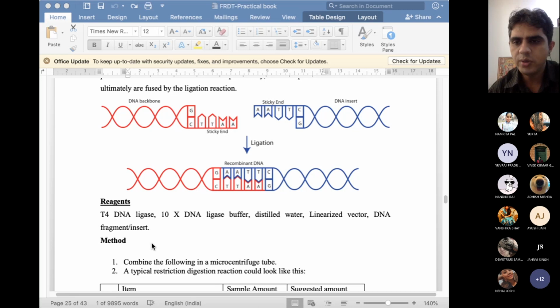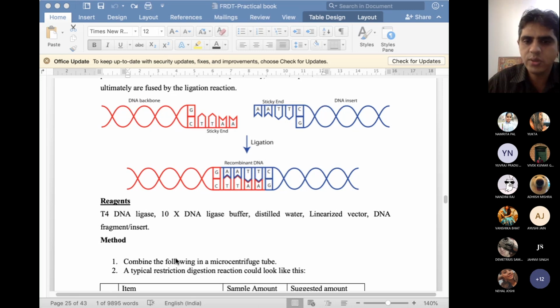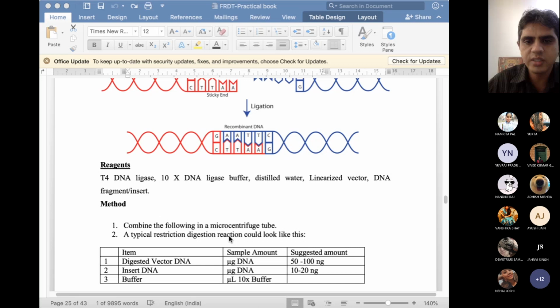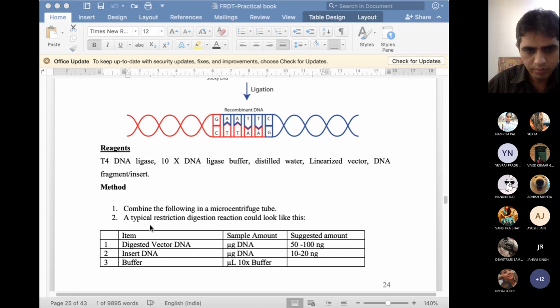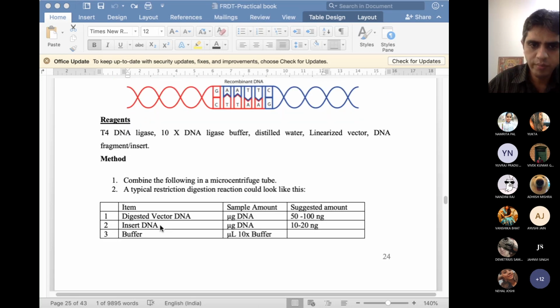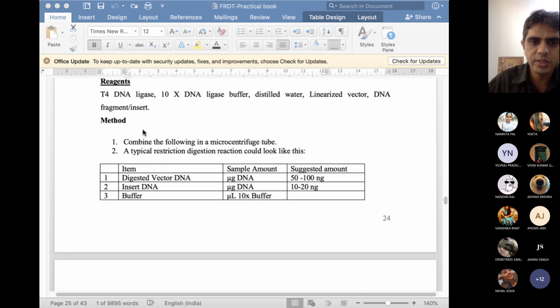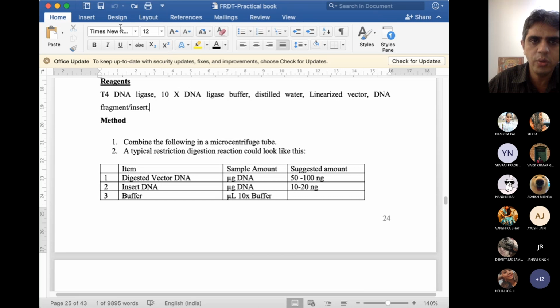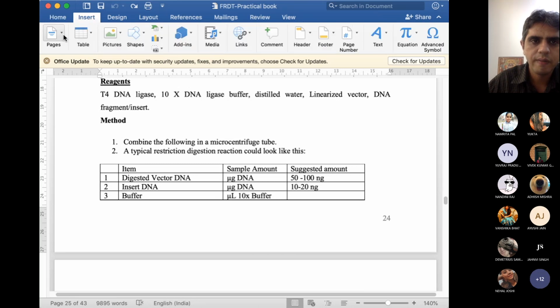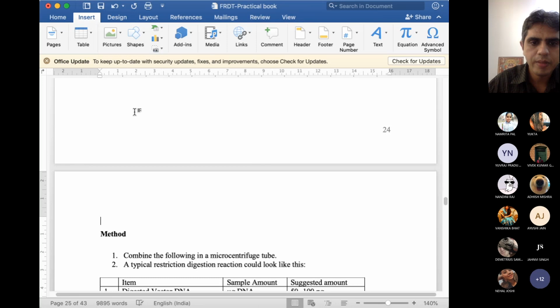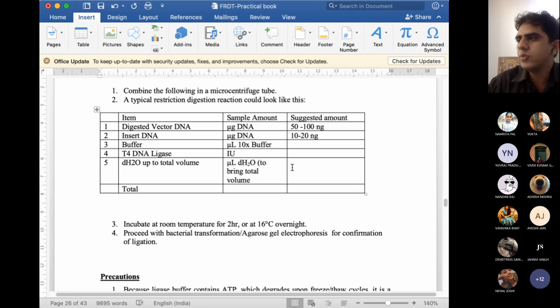Then if you talk about the method of ligation, how you are going to ligate, you need to combine all these things in a microcentrifuge tube. And what amounts do you need? This is the composition of your typical reaction mixture, so that I'm bringing everyone onto a single page. As in the case of restriction digestion, we talk about a reaction mixture, and it is also going to have all the desired components that you need. First thing, you need a digested vector.